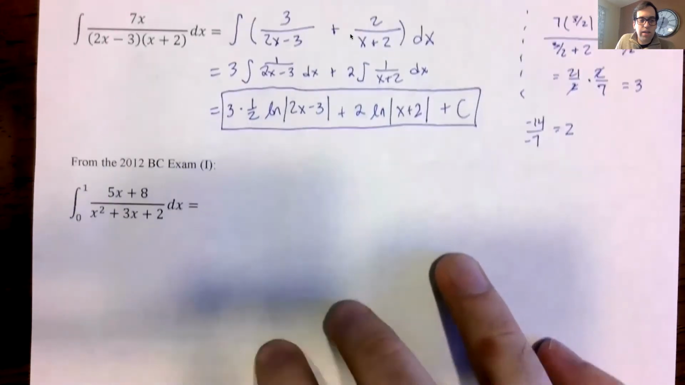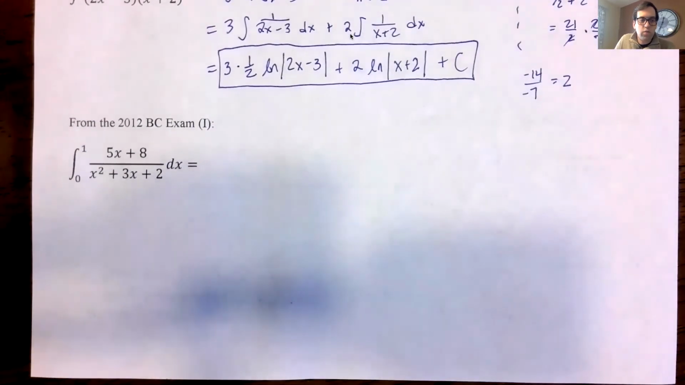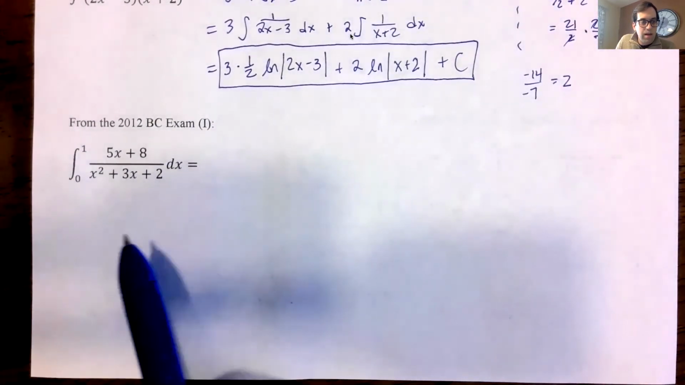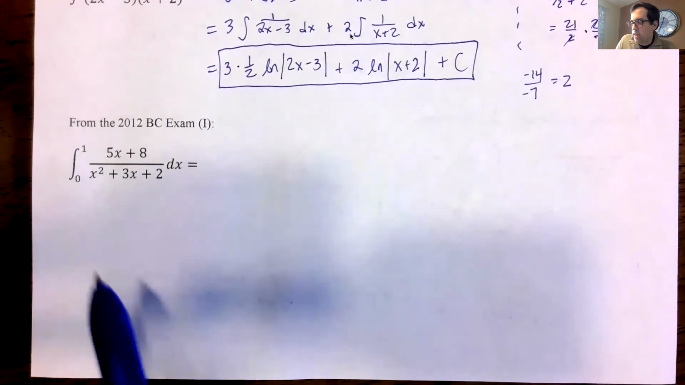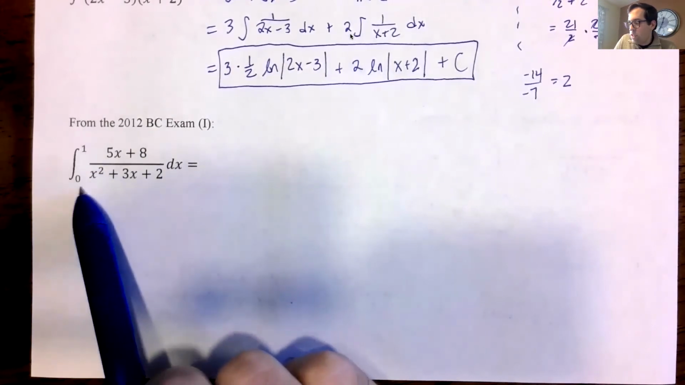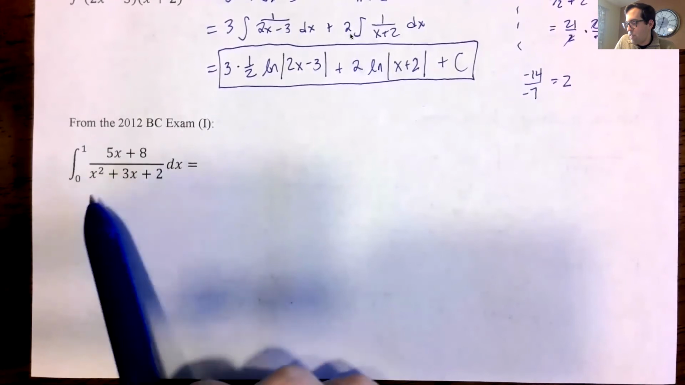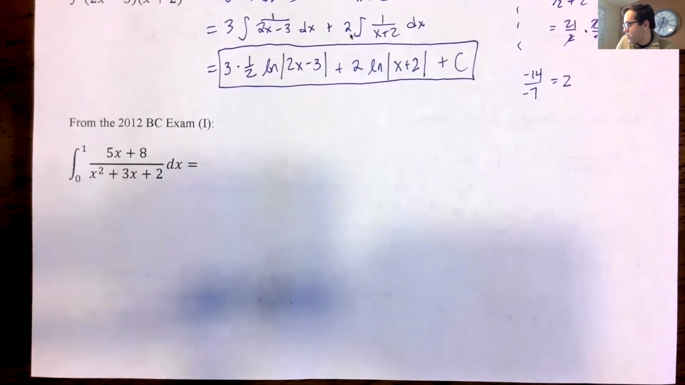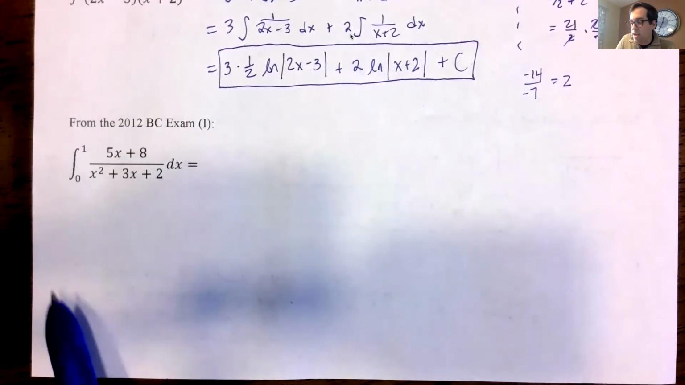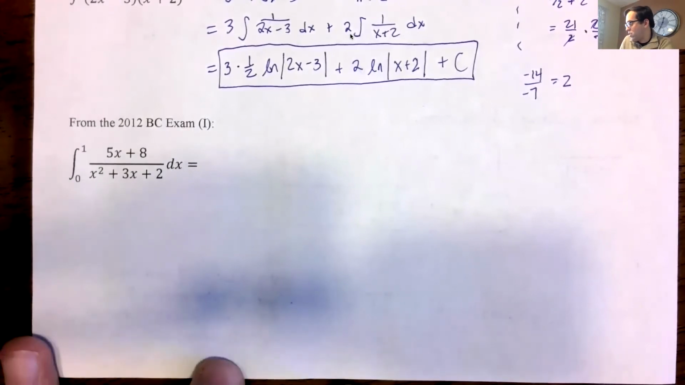And finally, the last question from the 2012 BC exam, the international version, it looks like. Now we have an integral from 0 to 1 of 5x plus 8 over x squared plus 3x plus 2. This one's definitely the most complicated because the denominator is not factored yet. And we have bounds, so we're going to have to work through all of this. So let's see what we got.